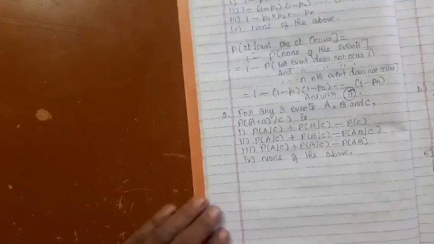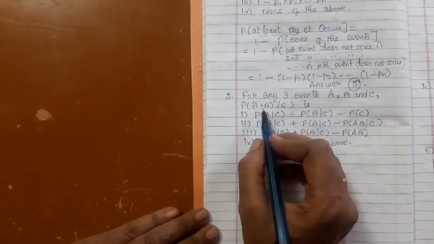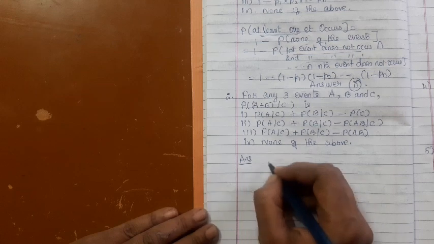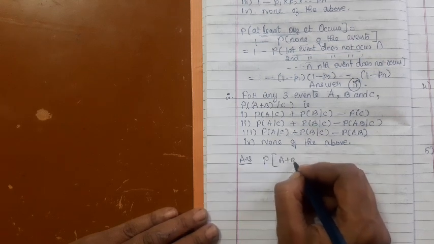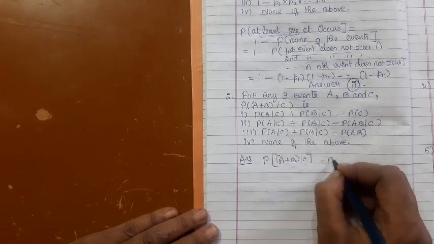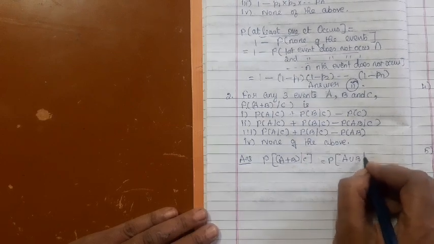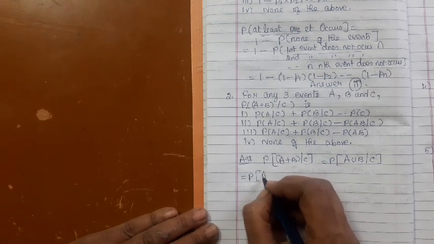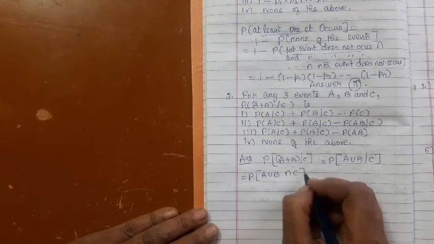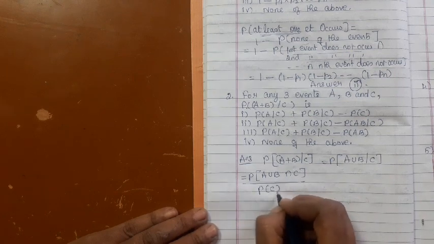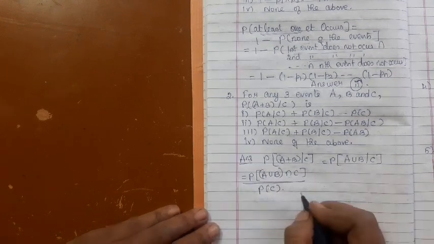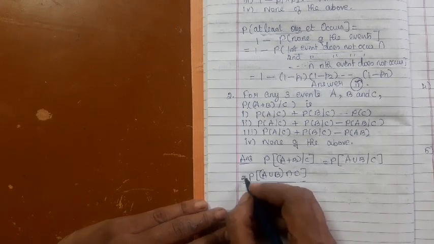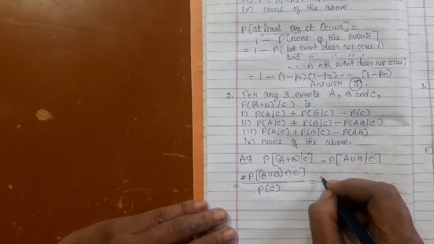Okay, let's go to the next question. For any three events A, B, C, what is probability of A plus B given C? See, probability of A plus B given C is nothing but probability of A union B given C. You should try to give the answer directly, but since you are in the practice stage, I am trying to derive everything. Probability of A union B intersection C divided by probability of C is the answer for this conditional probability.